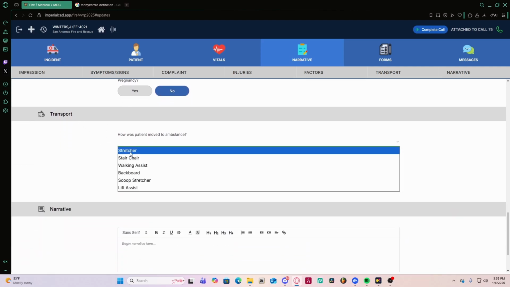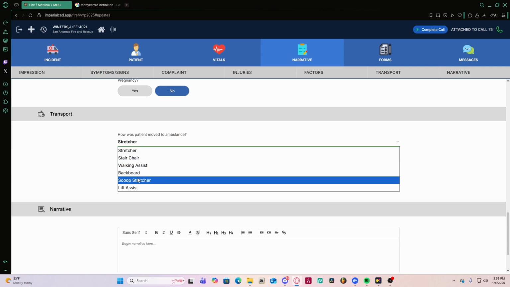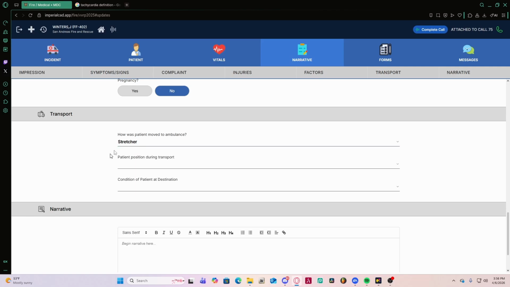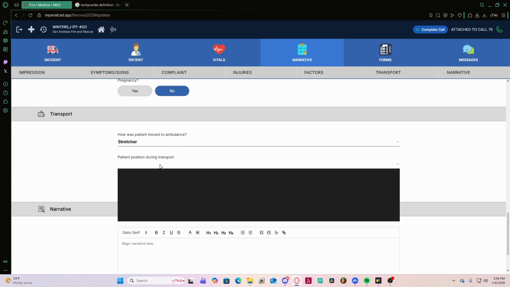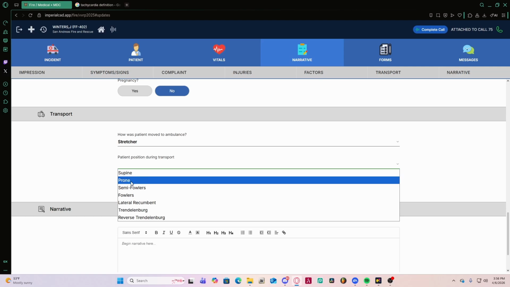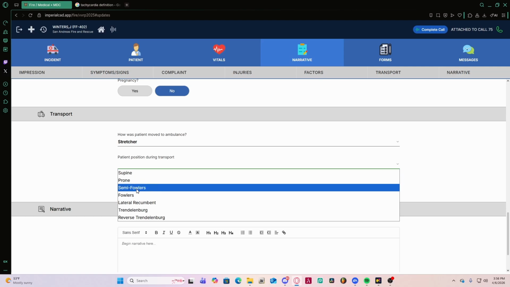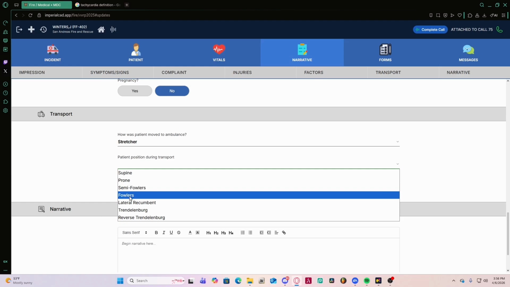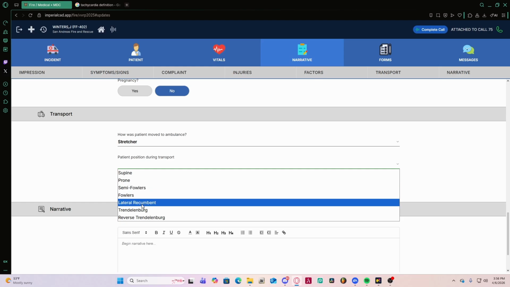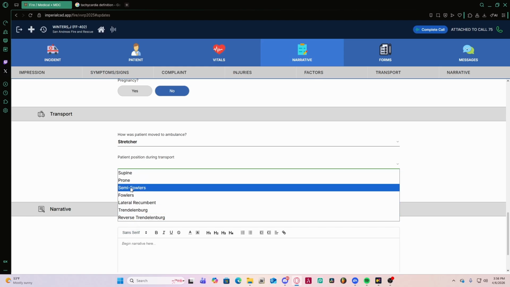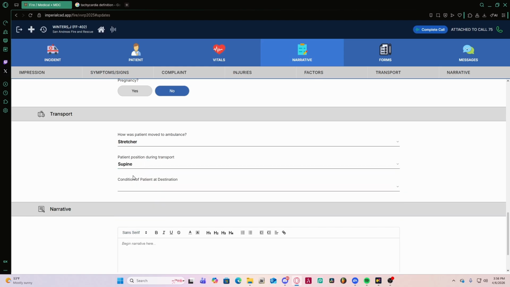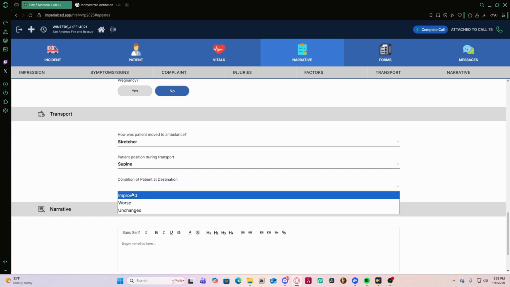Transport. How's the patient moved to the ambulance? Stretcher. But you have a whole list of options: stair chair, walking assisted, backboard, scoop stretcher, and one you don't see often, lift assist. Patient position during transport. Supine, were they on their back? Were they prone? Semi-Fowlers, I think is sitting slightly up. Lateral recumbent, yeah. I would just say supine 9 times out of 10 because on our stretcher, if you actually put it semi-Fowlers, it just looks weird.